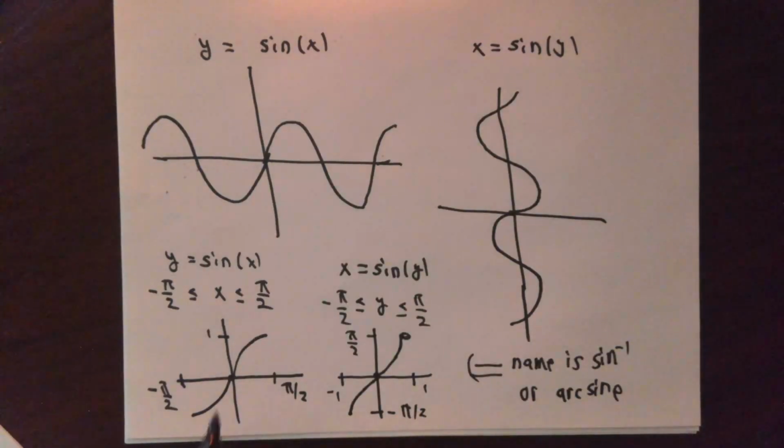If I take this restricted piece and interchange the x's and the y's, I get a picture that looks like this. The name of this function is the inverse sine function, or also known as the arcsine function. The numbers that you can put into the arcsine go from -1 to 1, and the answers that you get back can go from -pi over 2 to pi over 2.